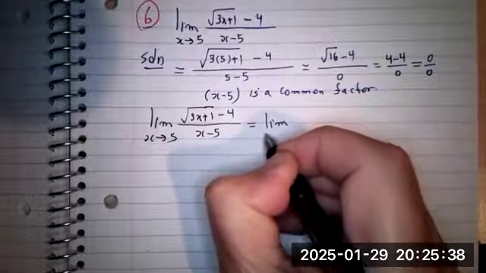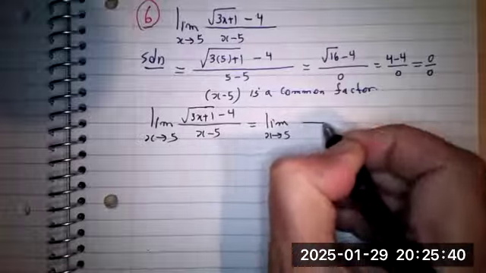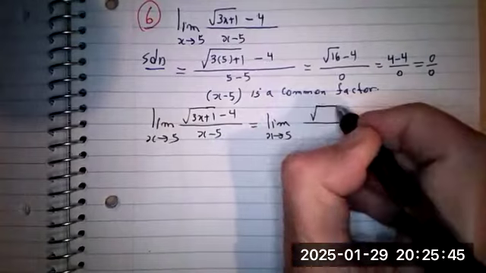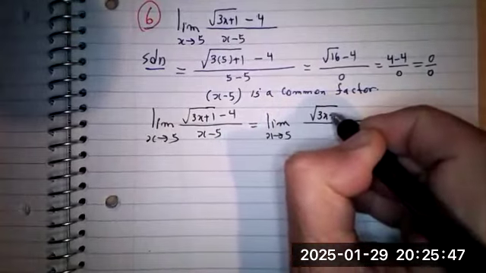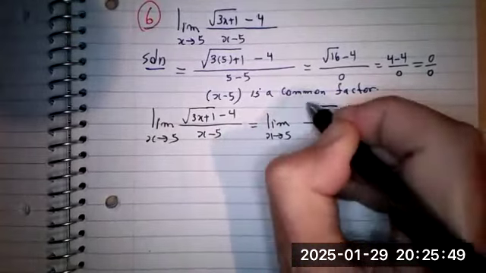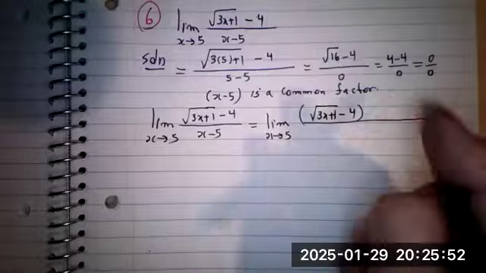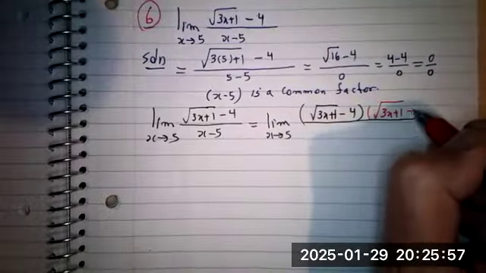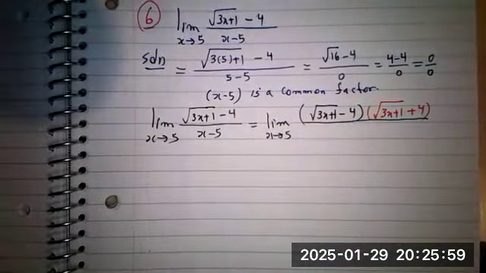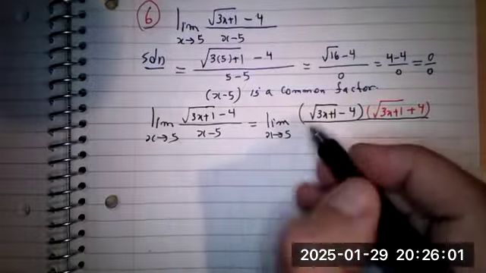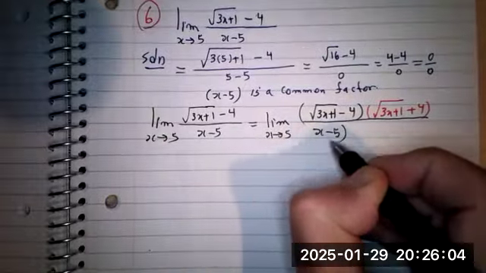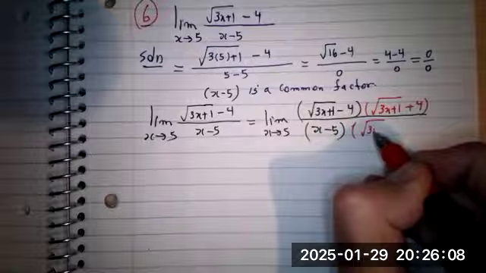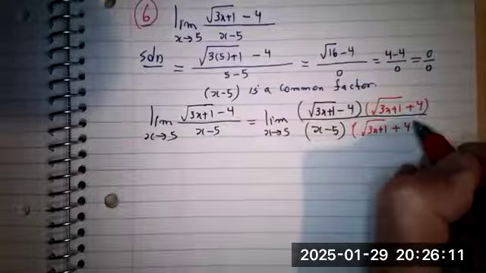So it's going to be the limit as x goes to 5. The first part is as is, radical 3x plus 1 minus 4. Now you multiply by the conjugate. The conjugate is this, the square root of 3x plus 1, but plus 4. The bottom one, you have x minus 5, and you have to multiply by the conjugate, the same thing, radical 3x plus 1 plus 4. Any question?